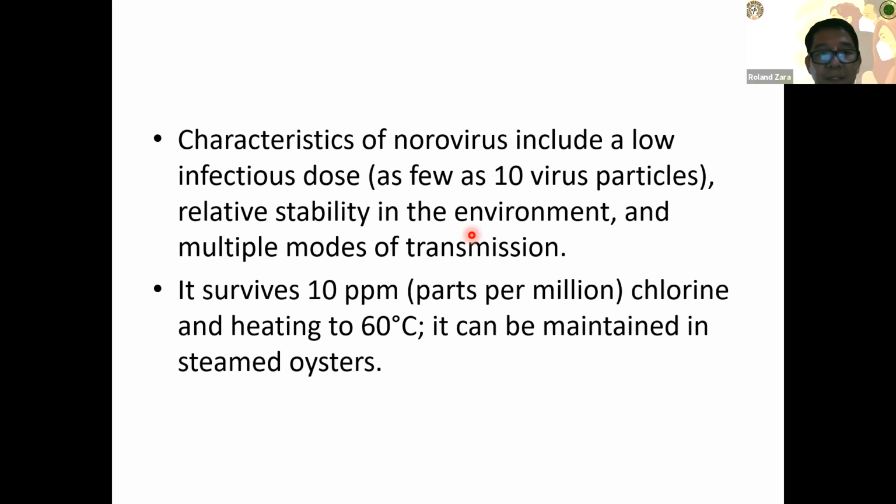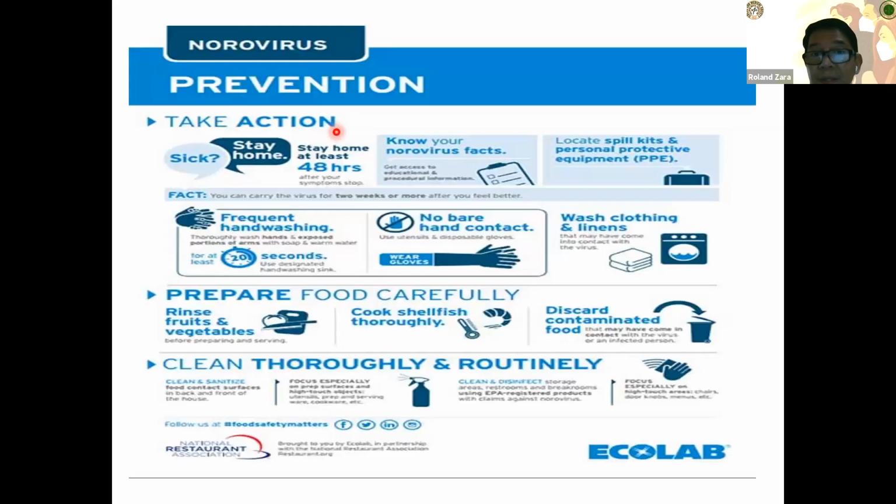It can survive chlorine. Unlike rotavirus, which can be killed by chlorine, this one survives 10 parts per million of chlorine and heating at 60 degrees. Even if you only steam the oysters, it can still survive. So these are the preventive measures: frequent hand washing, no bare hand contact, prepare food carefully, and clean thoroughly and routinely.